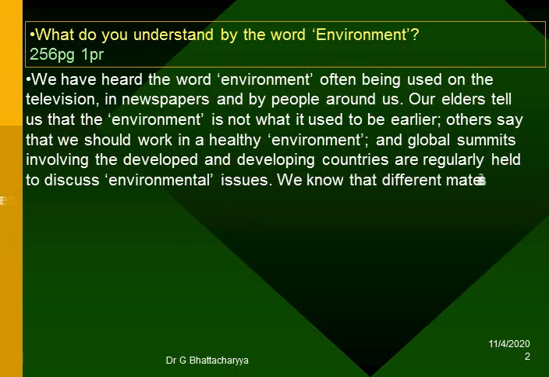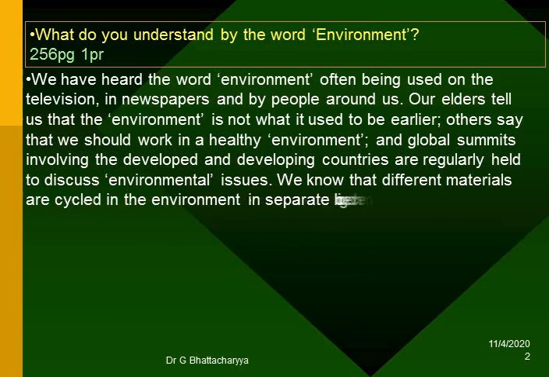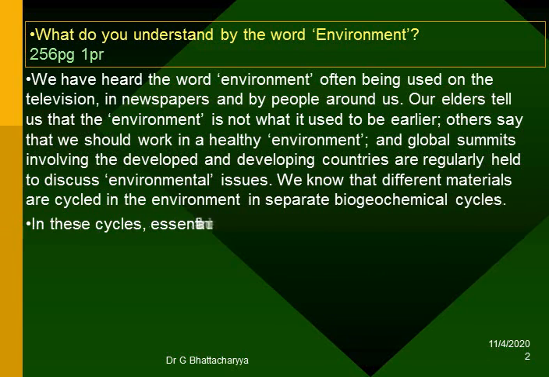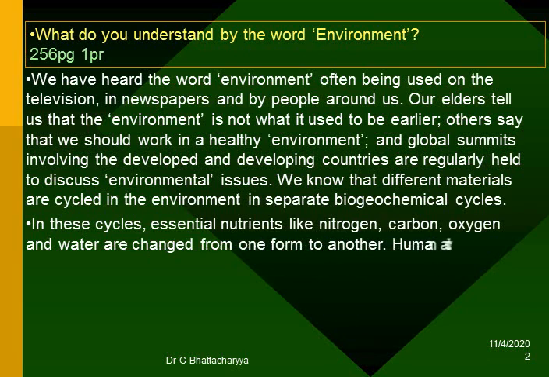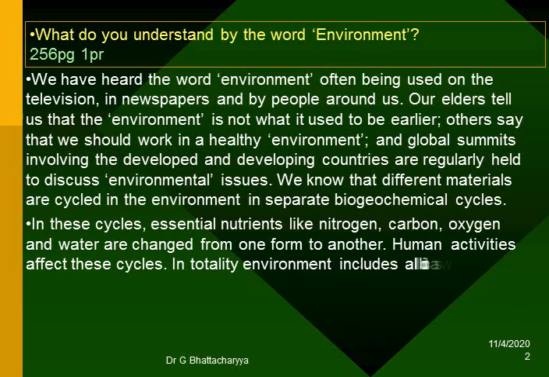We know that different materials are cycled in the environment in separate biogeochemical cycles. In these cycles, essential nutrients like nitrogen, carbon, oxygen, and water are changed from one form to another. Human activities affect these cycles. In totality, environment includes all biotic as well as abiotic components.